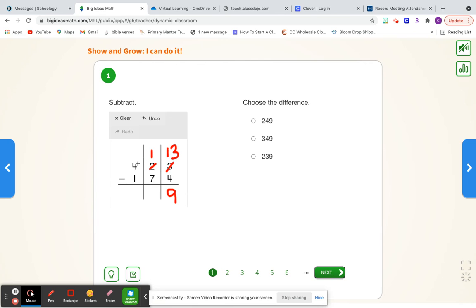Now we've got to come over here and borrow again. We put our 3. Change this to 11. 11 minus 7 is 4. And then 3 minus 1 is 2. And 249 is an option for that one. All right, now we've got to come over here and regroup again. So we're going to put our 3 here. 10 plus 2 is 12. 12 minus 7 is 5.